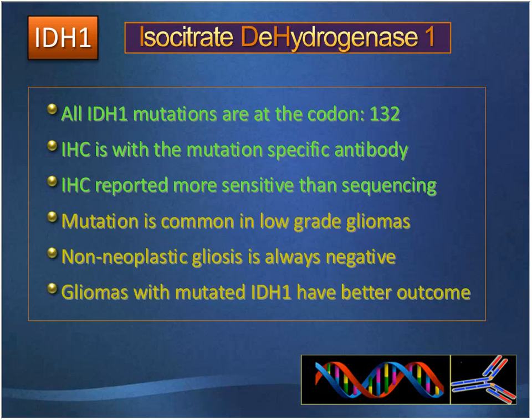Mutation is common in low-grade gliomas, and that's why we have a problem with non-neoplastic gliosis. Those are always negative. And the diffuse gliomas, as you know, sometimes in a small biopsy are very difficult to differentiate from gliosis. And this particular marker helps in that differential diagnosis.